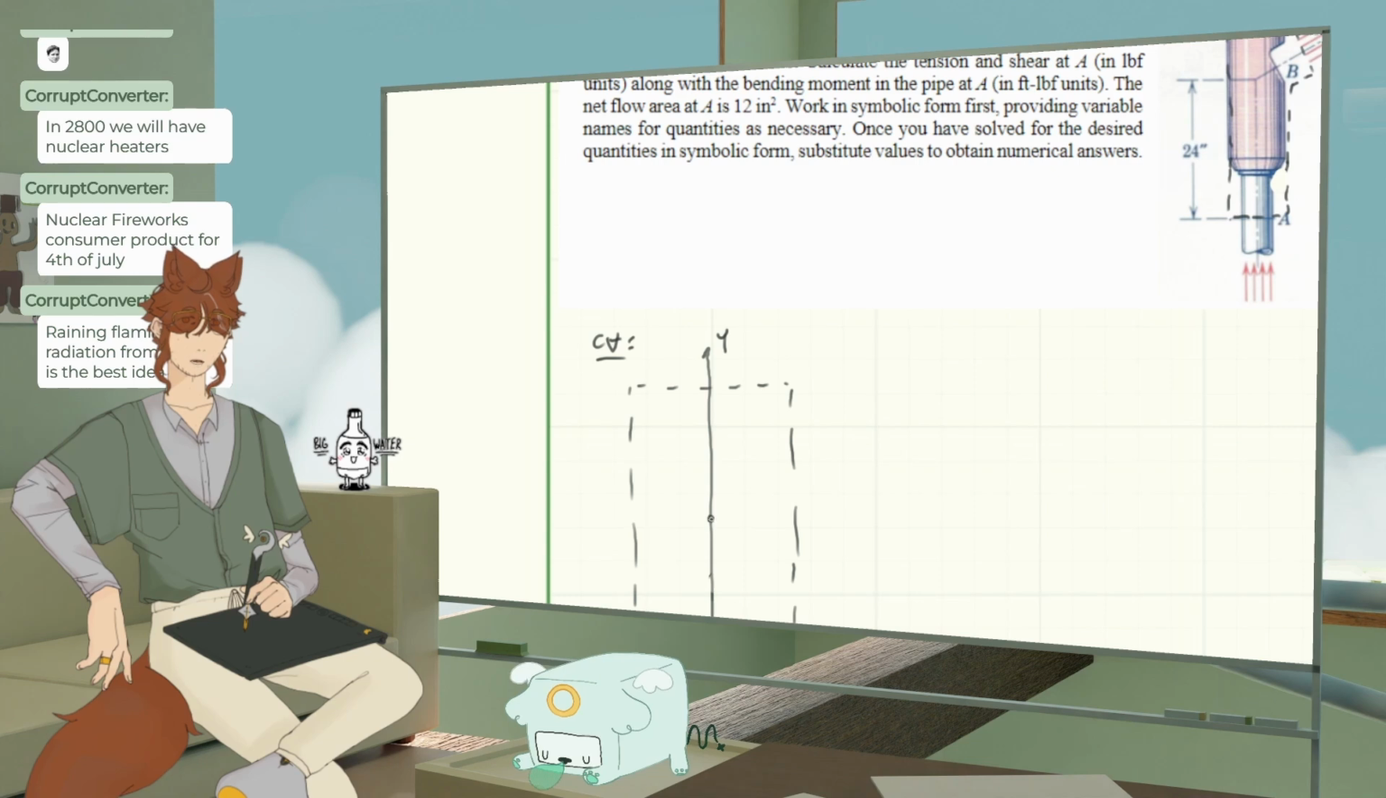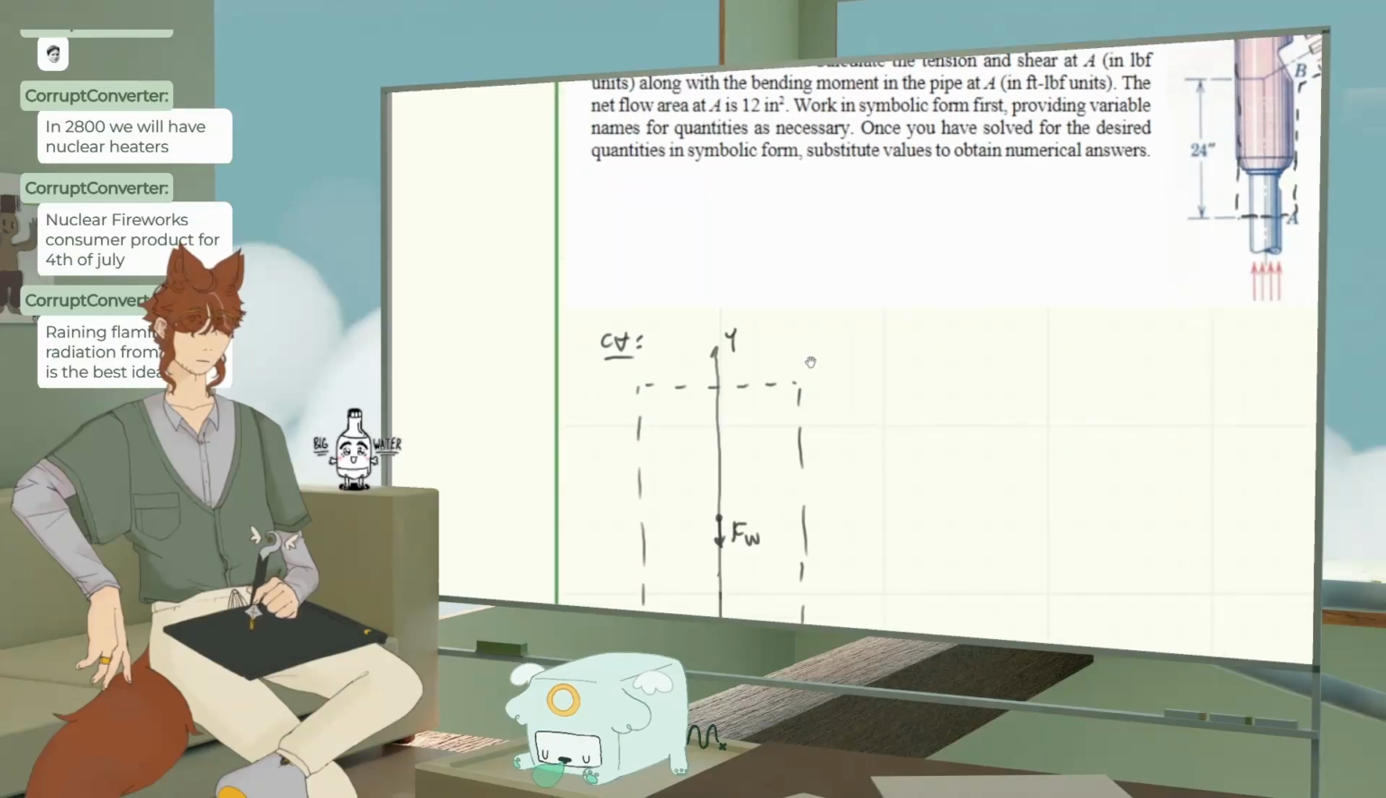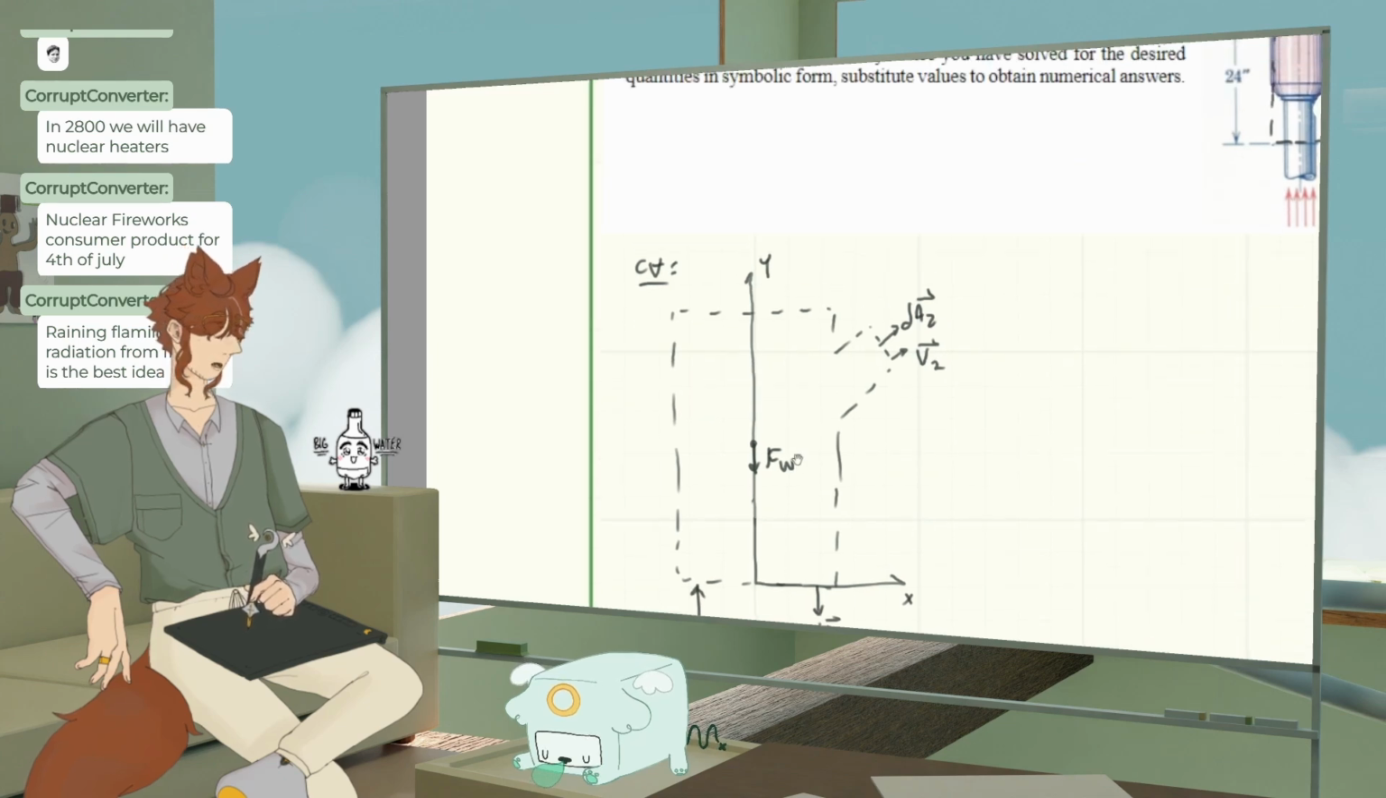We have a weight which definitely acts through the center. For sure. But I'm getting a little ahead of myself. We need area vectors. Oh, whoops. Also, this is sort of the CV. Me when I don't draw the CV. The dA2, V2, and then F. Nope, that's V1. And then dA1. I'm going to move the V1 actually over here. We've got space. Okay.